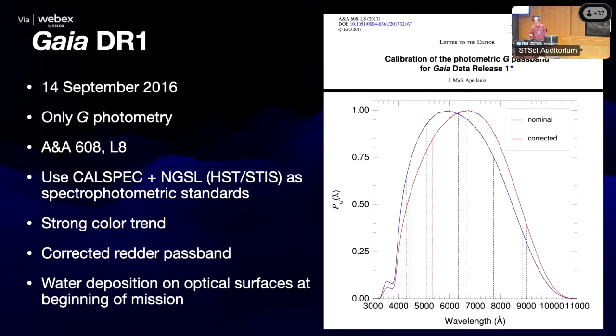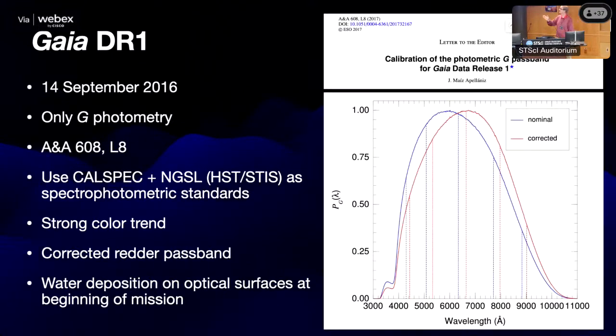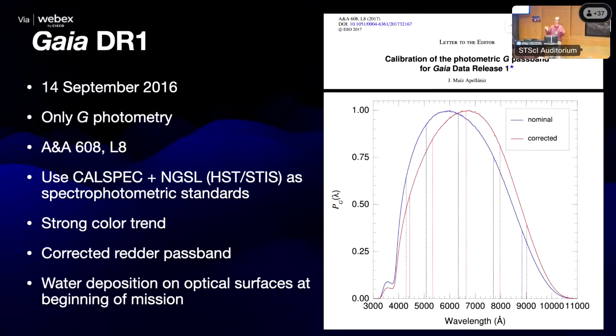Why did this happen? This was actually an expected effect, knowing what had happened in the mission, which is that at the beginning of the mission they had water deposition on optical surfaces. So the real passband at the beginning of the mission was redder than expected. However, as time went by, the water of course started disappearing. And for the data releases, you get an average passband that becomes less and less contaminated. So the passband is expected to change with time.